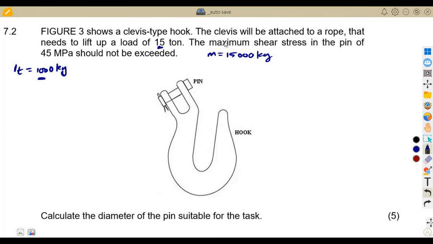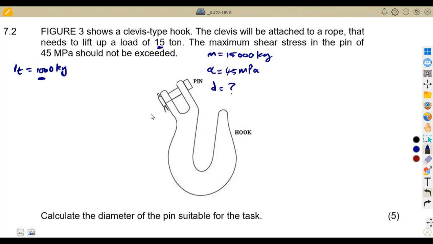Then also the maximum shear stress in the pin of 45 megapascal should not be exceeded. We are going to have this maximum stress again, just like the previous part. So this is going to be our maximum stress of 45 megapascal. Calculate the diameter of the pin suitable for the task. So we are asked to calculate the diameter that is suitable for the task.